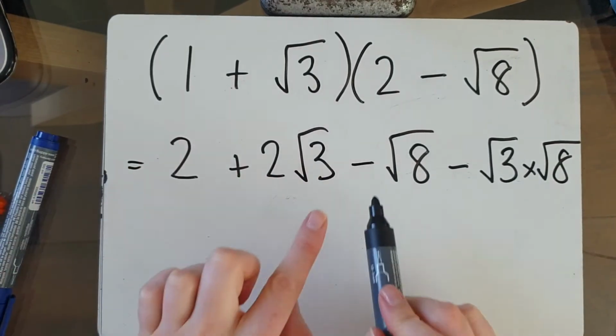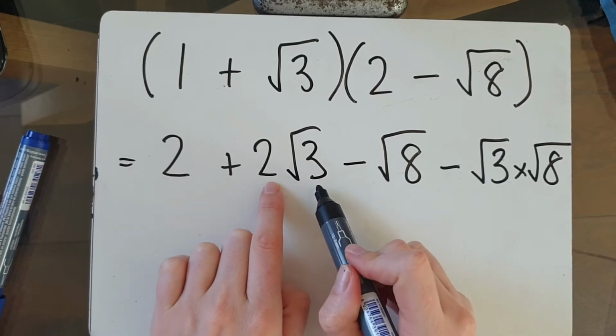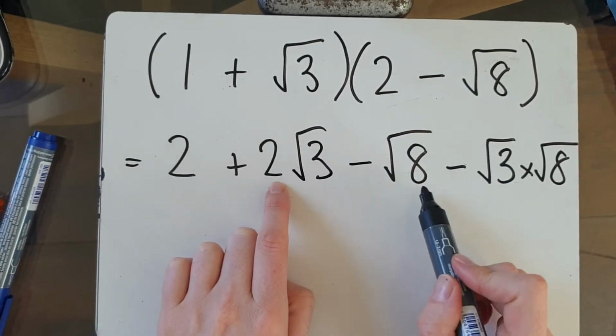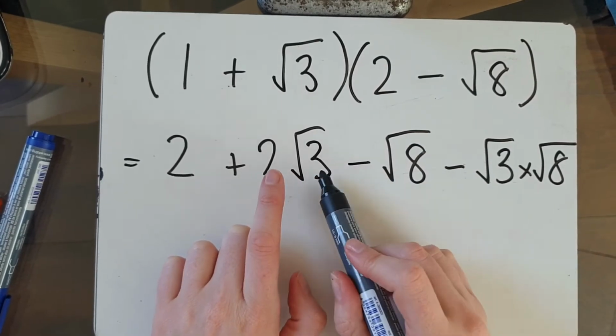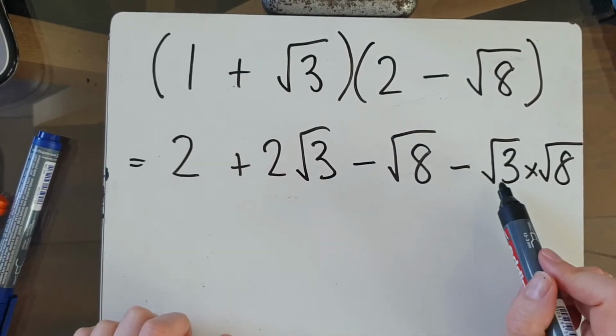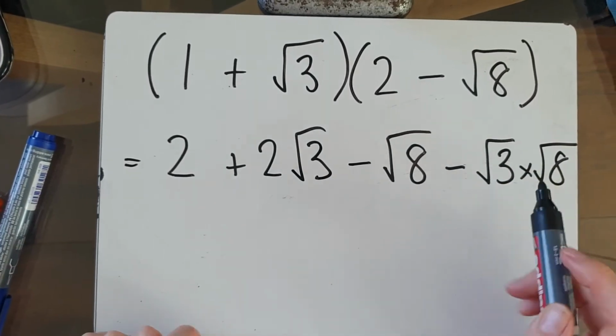Can't currently collect any like terms. This is just a whole number. This is a surd with root 3. I can't collect it with this because this is root 8 and it's a subtract, so I can't just do root 3 minus 8. That wouldn't make sense. So what I want to do is multiply this and then see if I can simplify that at all.